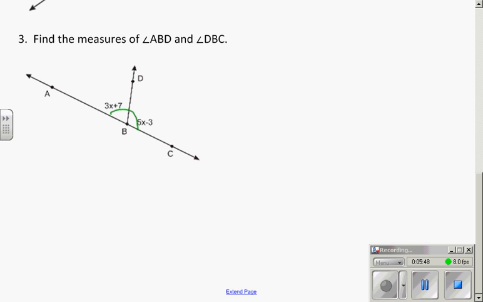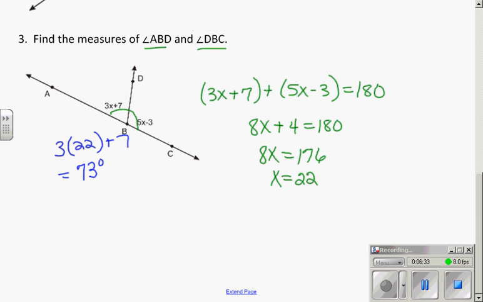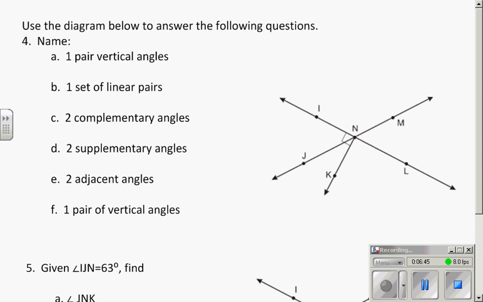In the next one, we have another linear pair, and so together they have to make 180. So 3x plus 7 plus 5x minus 3 is 180. Combine like terms, 8x plus 4 is 180. Subtract 4 from both sides, 8x equals 176. Divide both sides by 8, x is 22. Again, they want to know the measures of the angles, so you need to take your 22 and go back and say 3 times 22 plus 7 is equal to 73 degrees, and 5 times 22 minus 3 is equal to 107. And so those are the measures of your two angles.